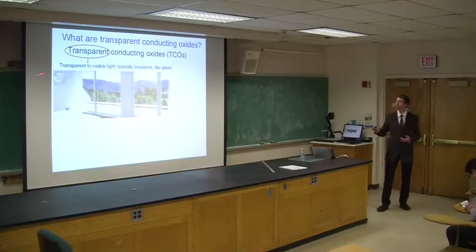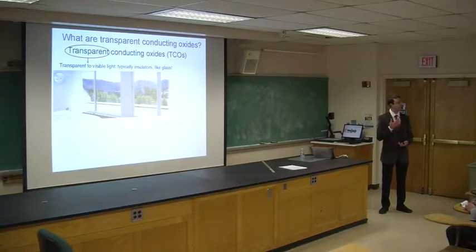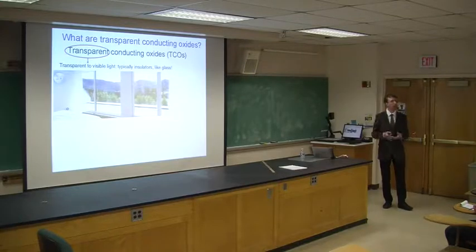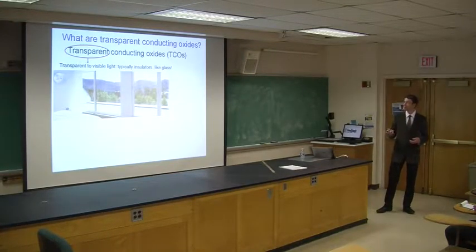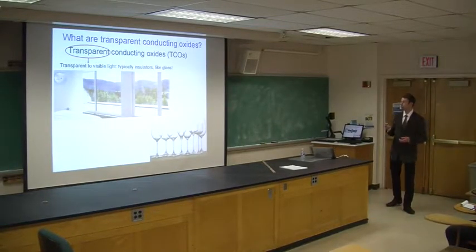That being said, let's first discuss what transparent conducting oxides are. So the first part, transparent, is exactly what you think it means. Those materials are transparent to the visible light, very much so like a typical glass window. And typically the materials that have these properties are insulating. So you probably have one of those at your home, and maybe even several of those.